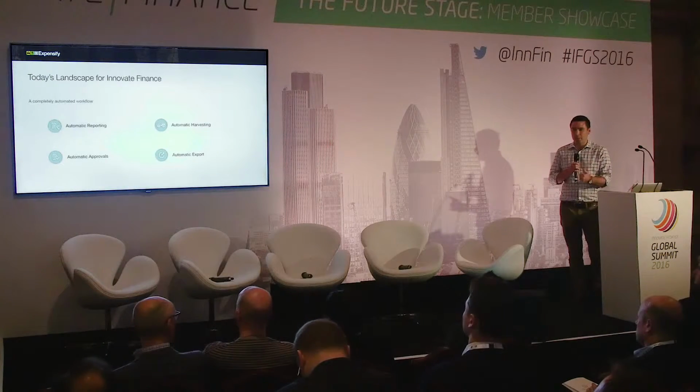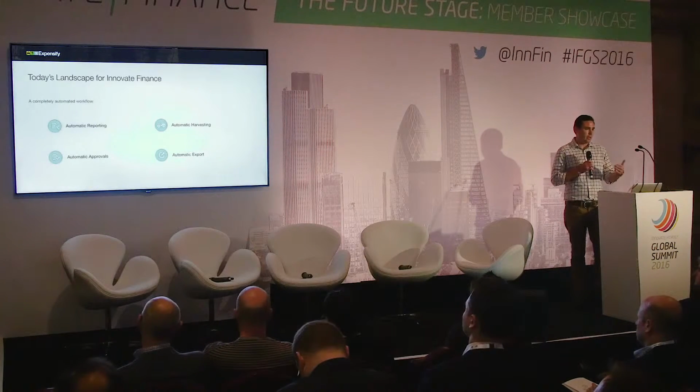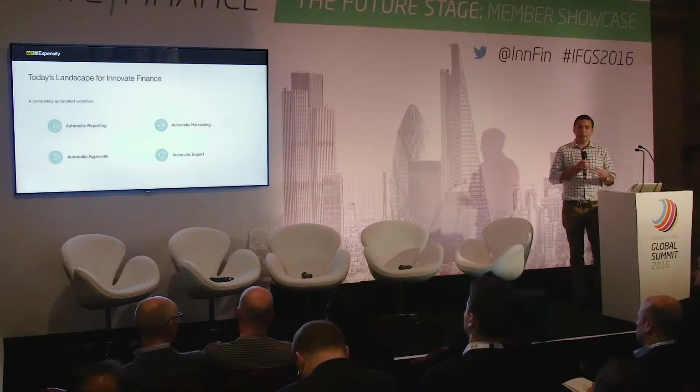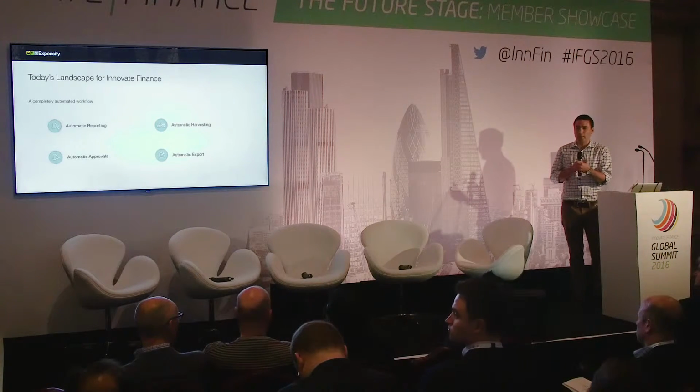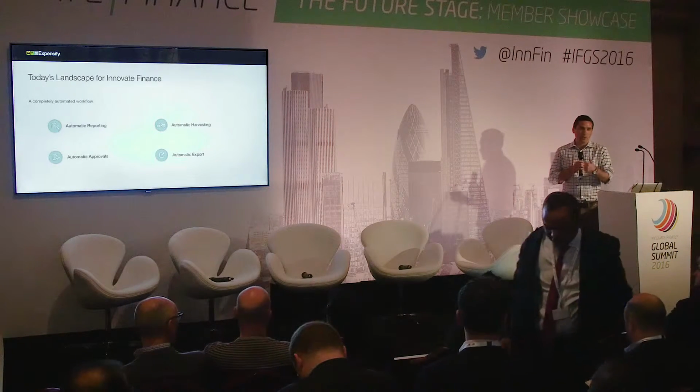So fast forward to today, what does the process actually look like for Innovate Finance and their team? Today, it's a completely automated process. It starts at the time of transaction when they get the receipt image, they smart scan the receipt, and it ends with all of the information being automatically exported to the accounting system, coded with the general ledger. So step by step, let's break it down.